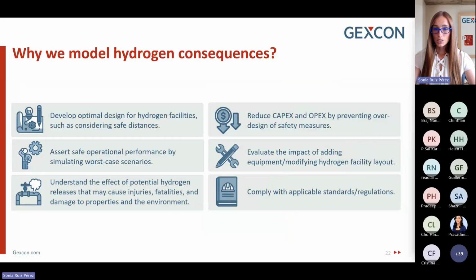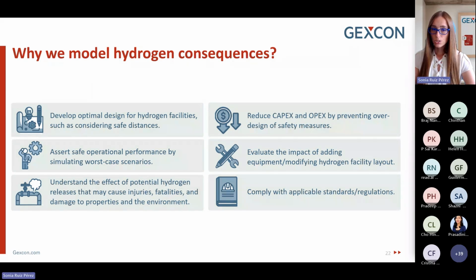So why do we simulate hydrogen consequences? Conducting consequence analysis for hydrogen operations is crucial for several reasons. First, it enables the safe and optimized design of hydrogen facilities by helping determine appropriate safety distances, for example. It also supports safe operations by modeling worst-case scenarios to understand potential impacts of hydrogen releases, which could otherwise result in injuries, fatalities, or asset damage.